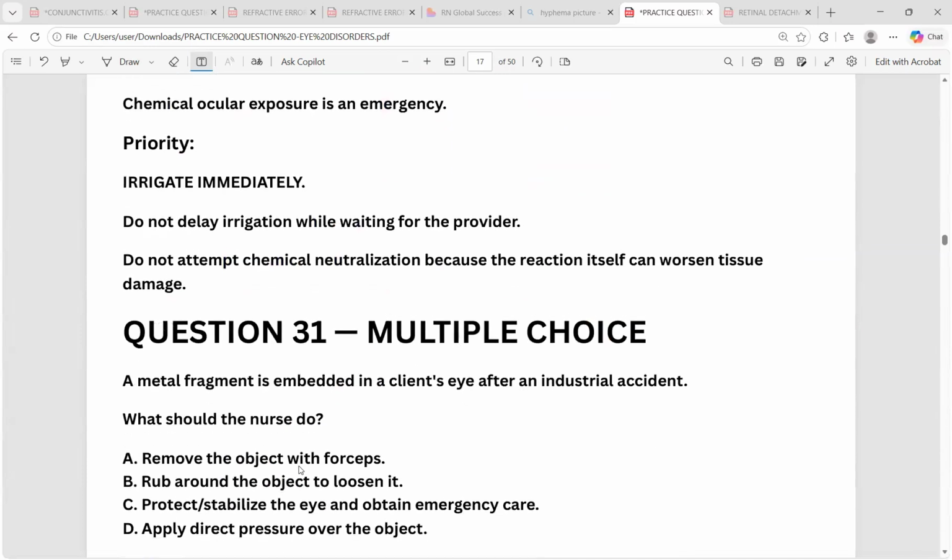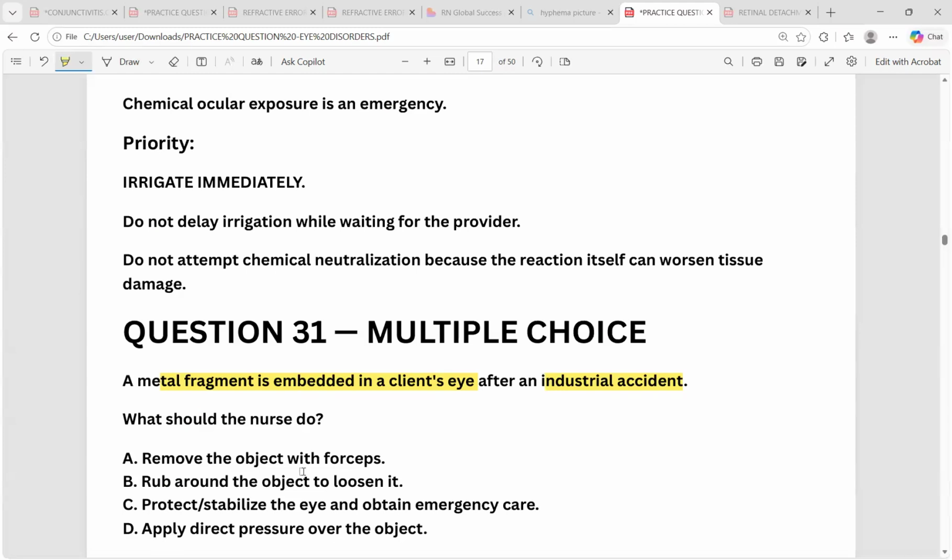So here, a metal fragment is embedded in the client's eye after an industrial accident. So what should the nurse do? Remove the object with the forceps, rub around the object to loosen it, protect and stabilize the eye and obtain emergency care, or apply direct pressure over the object.